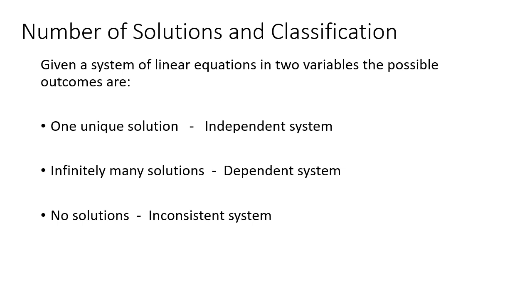So just compiling the information, a quick recap of the different things that can occur when solving a system of equations. You can either have one unique solution, which corresponds to an independent system, infinitely many solutions, which would be a dependent system, or no solution at all, which we would call an inconsistent system.